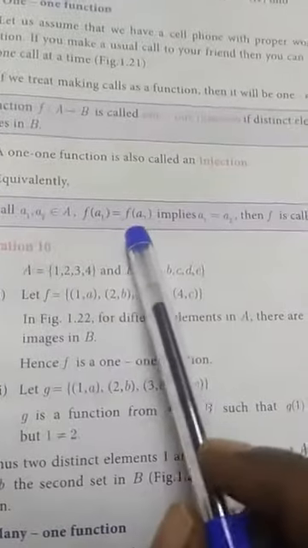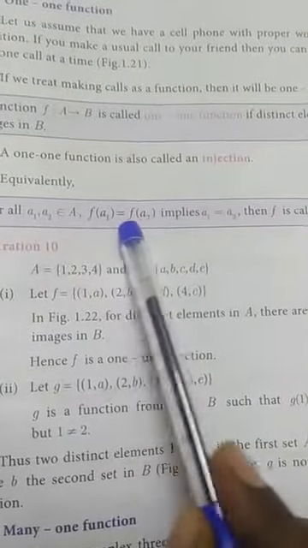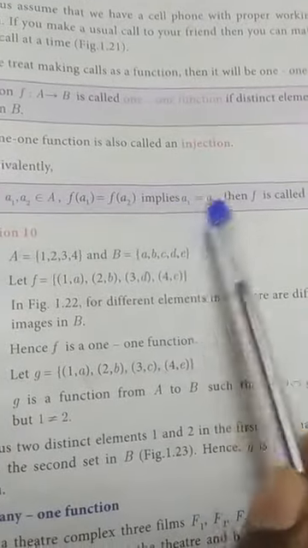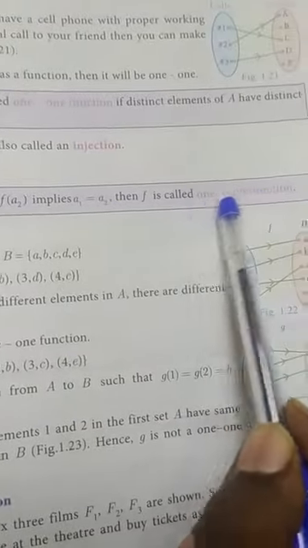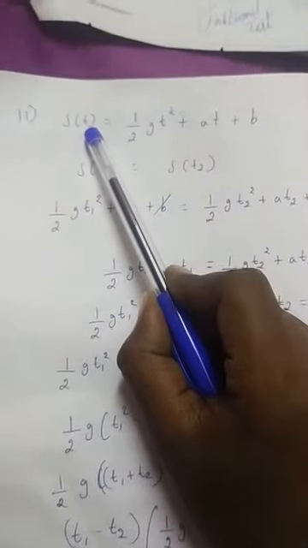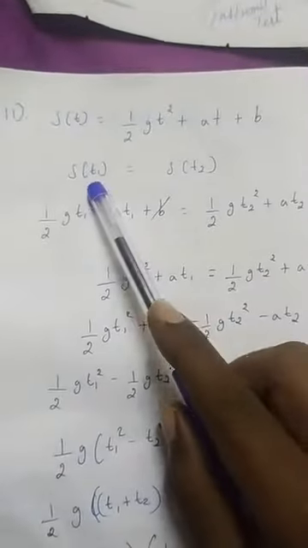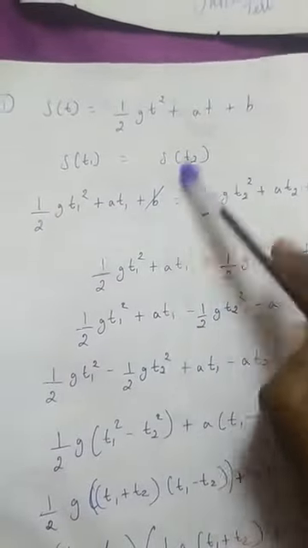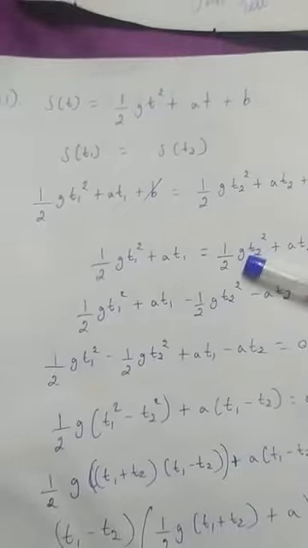Here we have the condition. If we have any function, we have to find out f of a1 is equal to f of a2, and if we get a1 is equal to a2, then that function is 1 to 1 function. Same way I am going to substitute t1 and t2 in the place of this function. So s of t1 is equal to s of t2. If we get t1 is equal to t2, therefore it is 1 to 1. If not, it is not a 1 to 1 function.